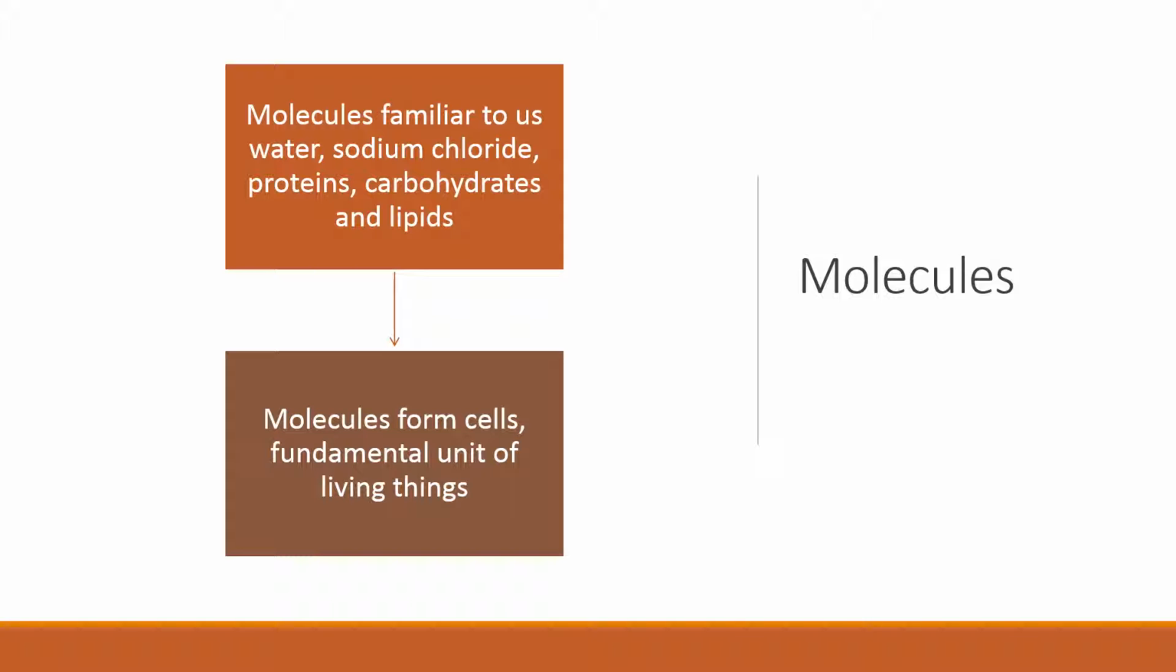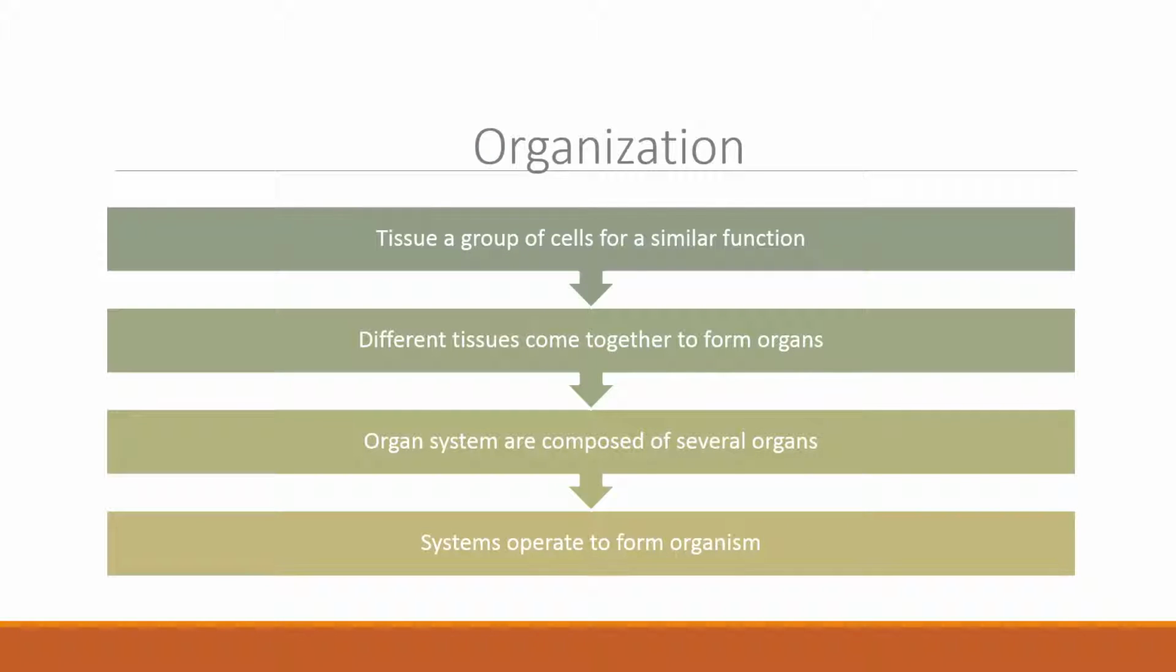So we will get into detail about those molecules, but molecules, they combine together to form cells, and our cells, the fundamental unit of living things. So as we move up the organization chain, the next level of organization, tissues. And tissues are simply a group of cells that come together for a similar function. An example, muscle tissue, nerve tissue.